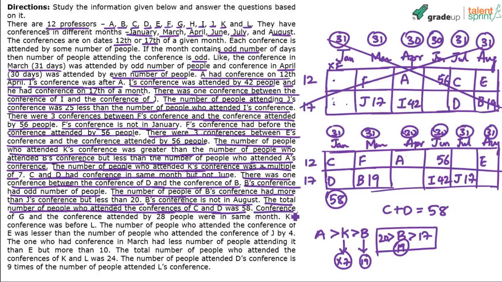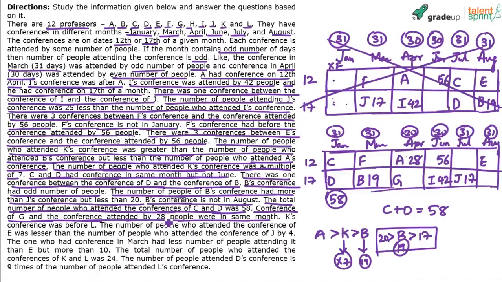Now this is also interesting. G and 28 people were in the same month. See, 28 people meaning what? It was an even month. So he says G and 28 people were in the same month. Now what are the even months? Only April and June. Now can G and 28 come in June? No, because if you take G here, where will 28 come? Not possible. So G and 28 have to come in April only. So this should be G and this has to be 28.